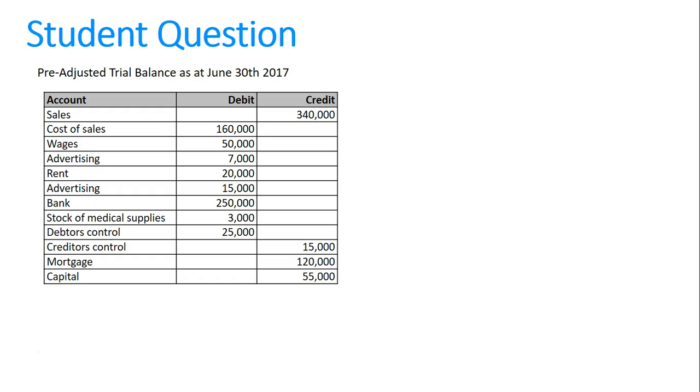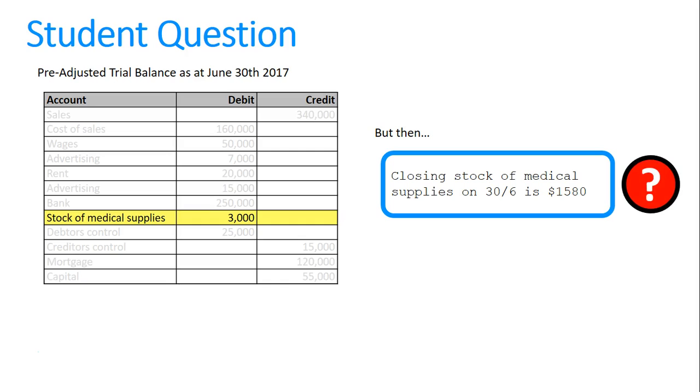Let's try and look at this question and see if we can figure out exactly what's going on here. We don't have all this info, so we're just going to make up some numbers, but what we do know is there must be a pre-adjusted trial balance with stock of medical supplies of $3,000. All those other numbers are being completely made up. They're not going to affect this question. We're just using them as an example. So there'll be an item there, stock control or stock of medical supplies 3,000. But then we're told the closing stock is actually 1,580. So how did we go from 3,000 to 1,580, and what do we need to do to make that happen?